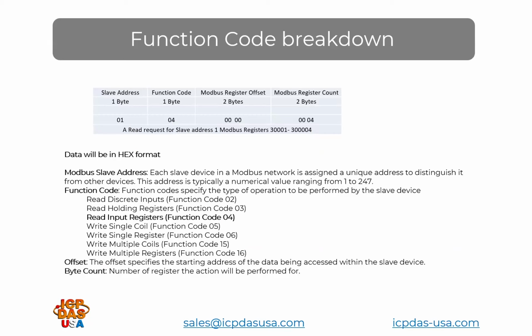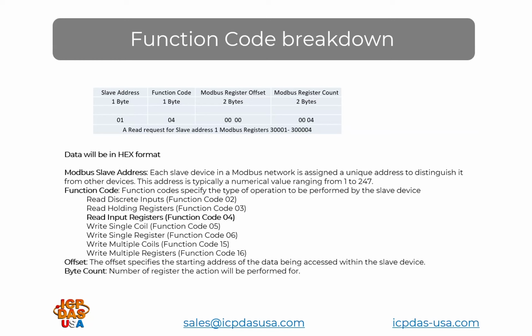On the previous slide, we listed the function codes based on register type. Now let's see how they work. In the box shown at the top is a typical Modbus request for read. The example shows a request sent to Modbus device address 1 to read data from register 30,001 to 30,004. The slave address is 1 byte, which can be any value between 00 to FF in hex format or 0 to 255 in decimal. The function code 4 is used to read input registers.